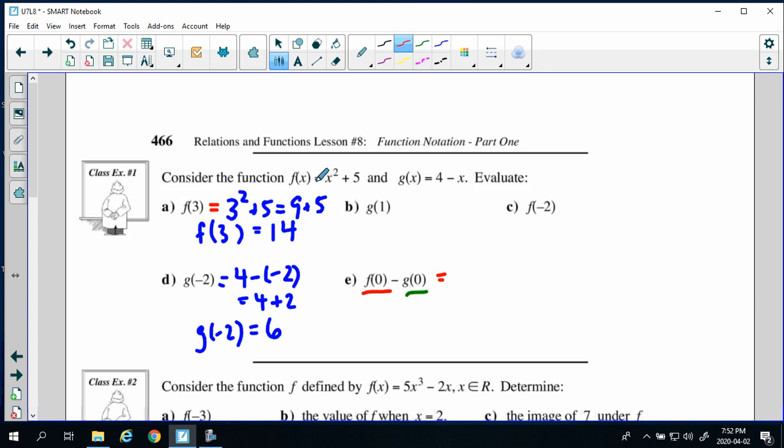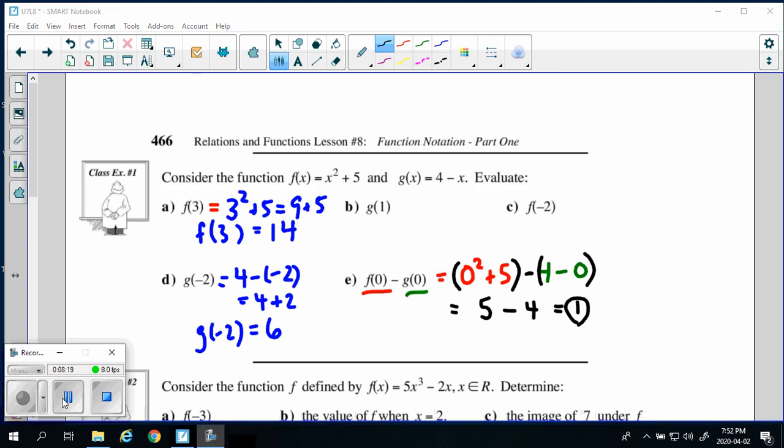So f of 0 means plugging 0 into f. So I'll go ahead and do that. 0 squared plus 5. And then g of 0 means plugging 0 into g. So I'll go ahead and do that. 4 minus 0. If you want to do this all in one shot, just make sure that you're actually using brackets. So they're asking us to take this and then minus that. So if we process this, this ends up being 5 minus 4, which is 1. And so that would be the result you would get from those two functions combined.